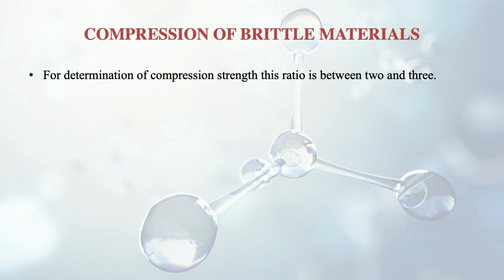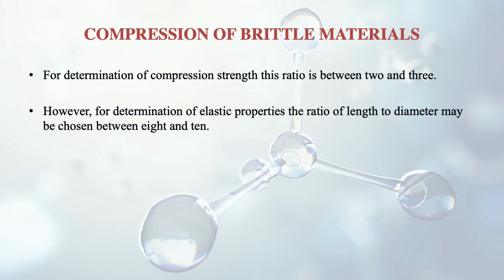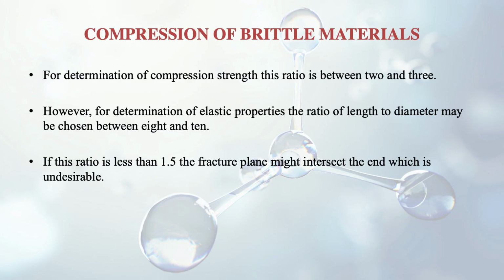For determination of compression strength, this ratio is kept between 2 and 3. But for determination of the elastic properties, the ratio of length to diameter may be chosen between 8 and 10. So whenever we want to determine certain elastic properties, the length to diameter ratio has to be between 8 and 10. And if it is less than 1.5, then what will happen?